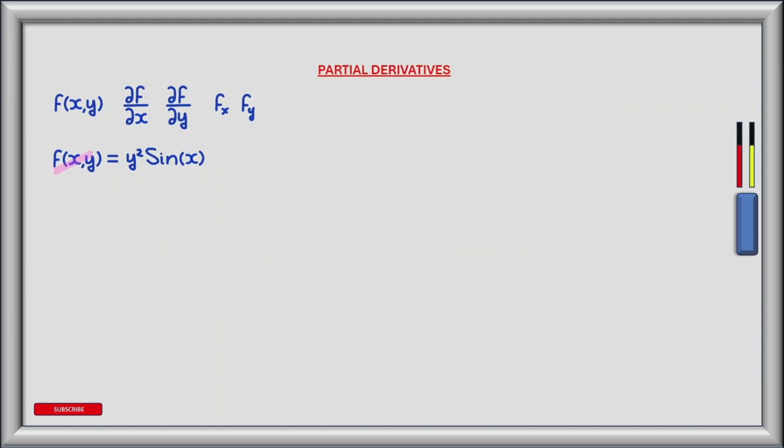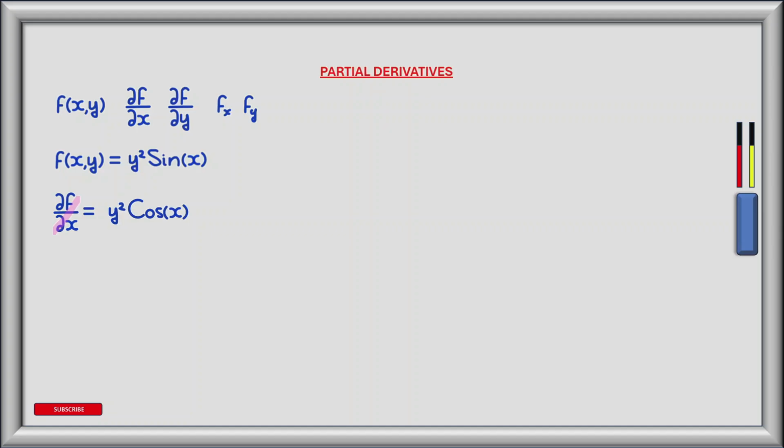Now let's look at the function f of xy, which equals y squared multiplied by sine x, and find the partial derivative of f with respect to x and the partial derivative of f with respect to y. Beginning with the partial derivative of f with respect to x, we hold the y variable constant and take the derivative of the x variable. So when we do this, we see that the derivative of sine x with respect to x is cosine of x, and that's multiplied by y squared, as it was held constant. And so the partial derivative of f with respect to x is equal to y squared cos x.